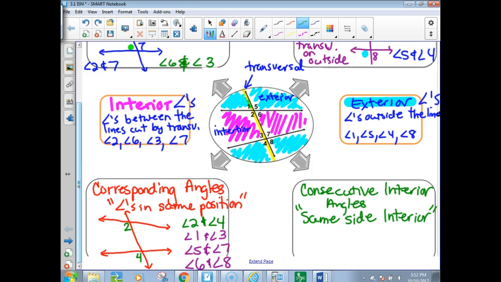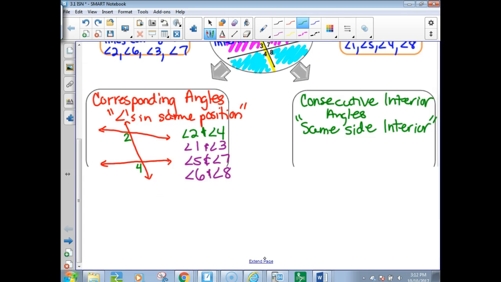So if they're on the same side, what do you think they're on the same side of? On the same side of the transversal. Okay, so I'm going to draw that picture again, last time for drawing the picture. And these angles are going to be in positions like this.